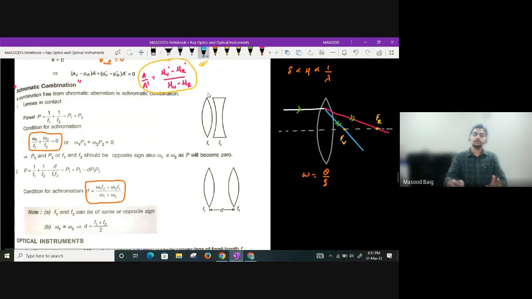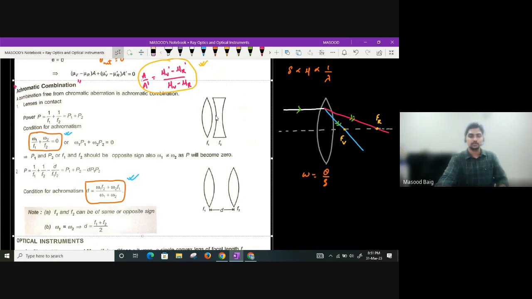If they are in contact with each other, omega 1 by f1 plus omega 2 by f2 should be 0. Why did we get 0? Because there is no separation. And if you look at this, we got d value. Omega 1 f2 plus omega 2 f1 divided by omega 1 plus omega 2 will be distance between the two lenses. These are the two combinations through which we can remove the chromatic aberration. If they are placed in contact, omega 1 by f1 plus omega 2 by f2 is 0. If they are placed at some separation, then that separation should be omega 1 f2 plus omega 2 f1 divided by omega 1 plus omega 2. These two conditions you should remember in achromatic combination.